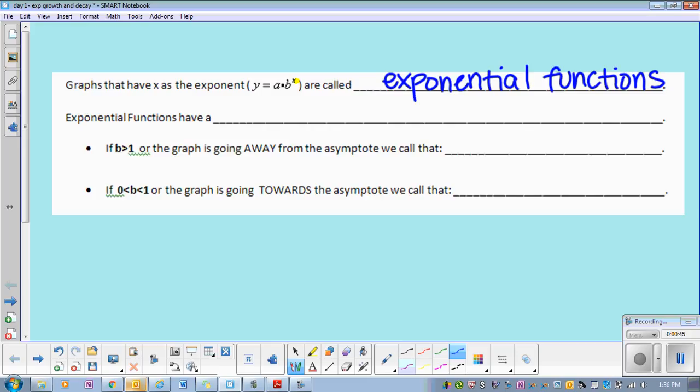And exponential functions always have a horizontal asymptote.